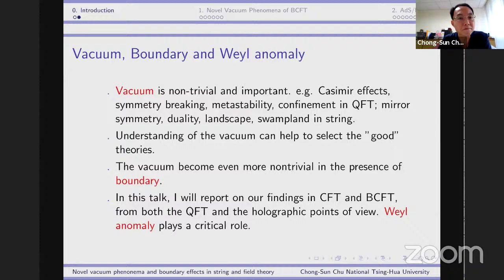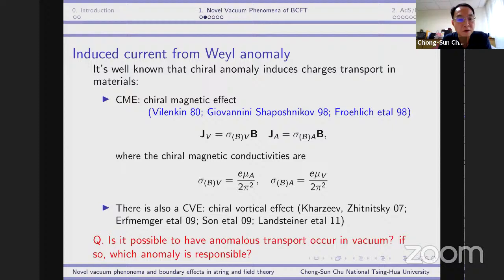Let me discuss a few novel phenomena. These novel phenomena don't mean they're fundamental in the sense that they give you new physics. They can be just phenomena which sit around in a theory which we all know about, but we didn't realize that they are there. But nevertheless, they can have a very important consequence on the rest of the physical system. So for example, one of these phenomena is called the chiral magnetic effect or chiral vortical effect.